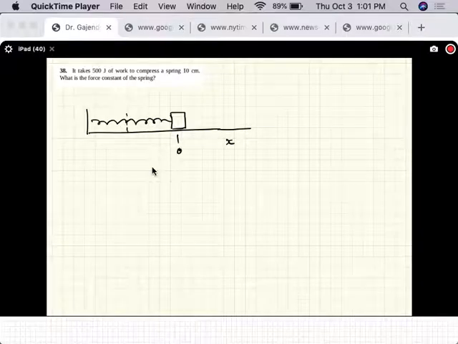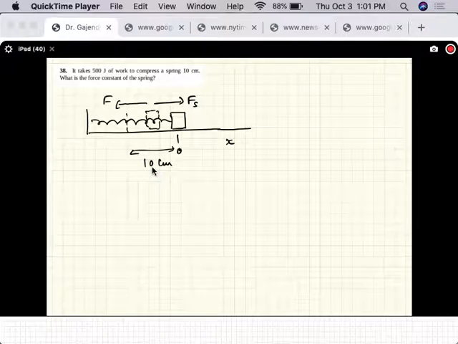And what you're going to do is you're going to compress it 10 centimeters. Okay, it takes 500 joules of work to compress a spring. When you're compressing it, the spring force is in this direction. The spring exerts a force in that direction, so you are having to exert a force in the opposite direction.